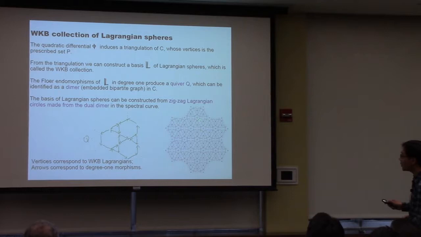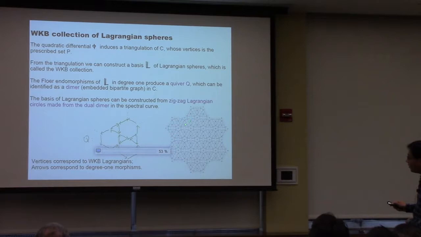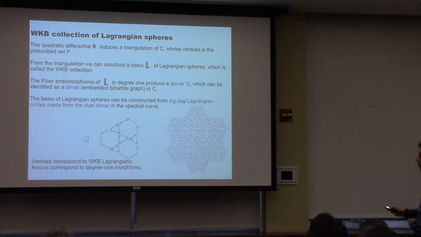And the zigzag Lagrangians are the red circles. The red circles are indeed living in the spectral curve. That's why sometimes they are in dotted lines, meaning that they are in another level of that cover. It is a 2-to-1 cover, so sometimes it stays in one level and sometimes it stays in another level of the cover. So these are the zigzag Lagrangians, and as you see, it is just a deformation of the straight line connecting the two zeros. So indeed, the zigzag Lagrangian circles are just the same as this WKB connection.